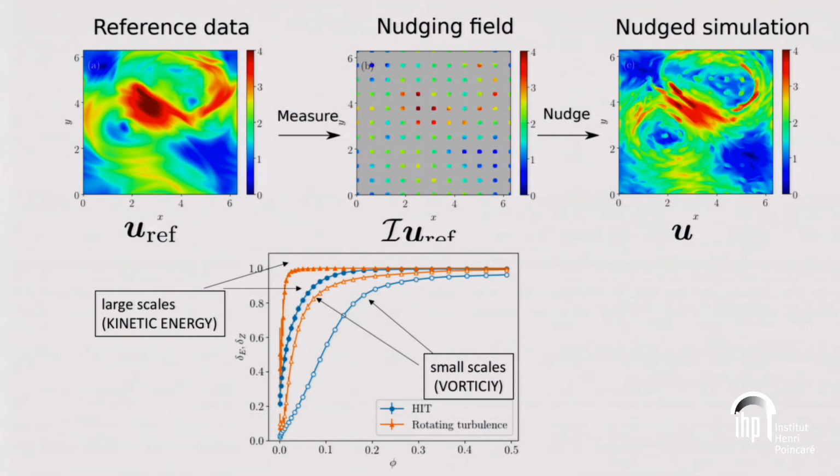We also tried this nudging in other situations, in particular in the presence of rotation. In the presence of rotation, the flow is much easier to guess, because rotation induces strong correlation in your flow. And there we saw that by applying exactly the same protocol as before, the ability to synchronize happens at a much smaller percentage of information provided.